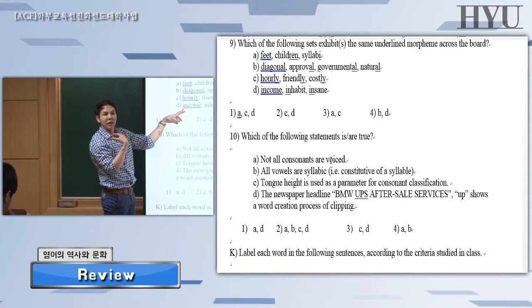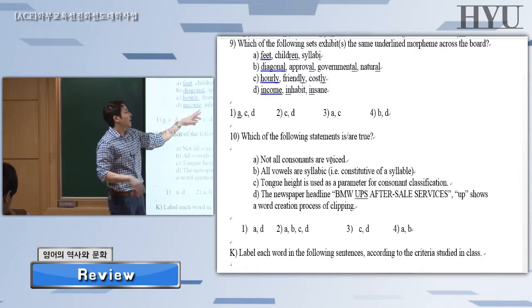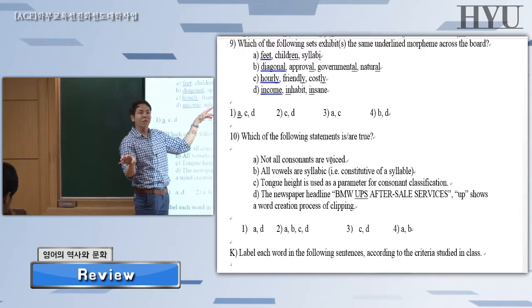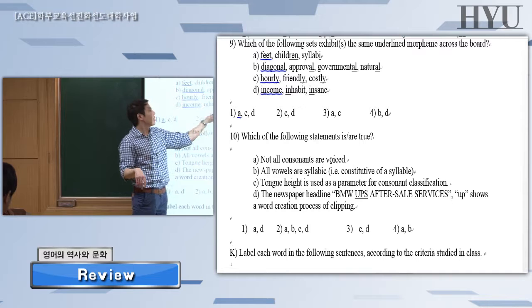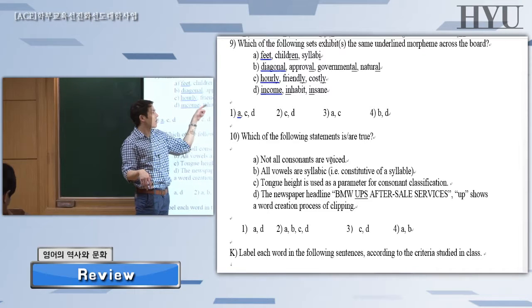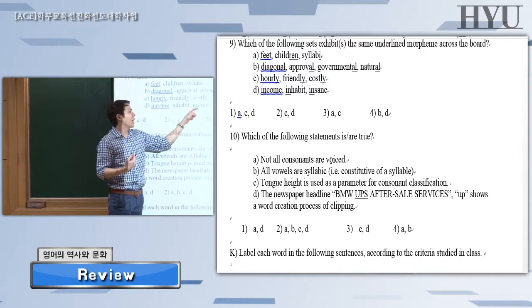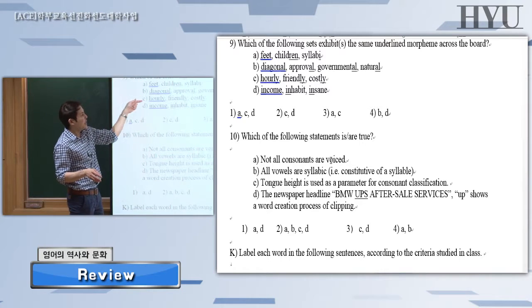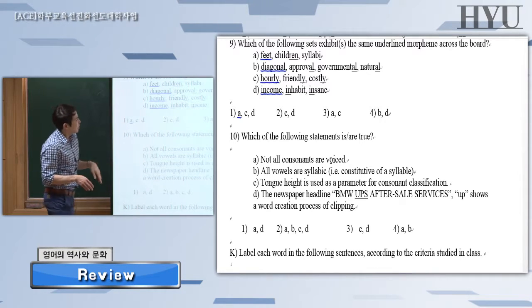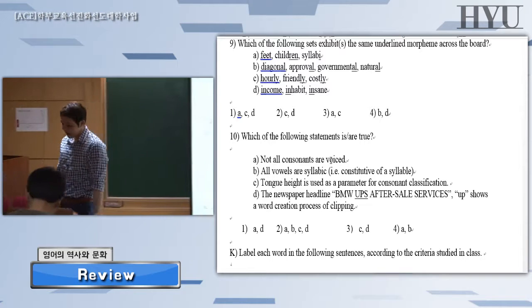Number D, income. So to come in here is inside. Inhabit, to live in a place. Insane, not sane. So D is not correct because we have in, which means into, and then in, which means not. So only A and C, number 3, is correct.